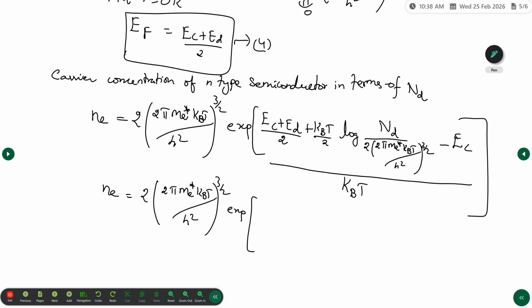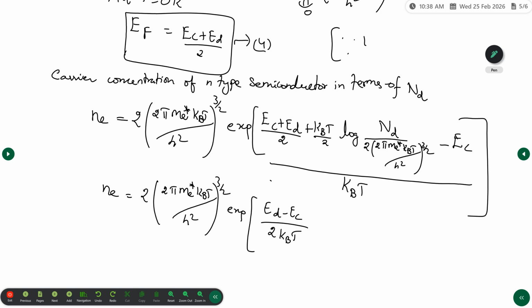Do you want me to write one full step, or will I have to write another step? No, straight away I will write ED minus EC by 2KBT. Is it okay? Do you know how you will get that? Or write something on this side.